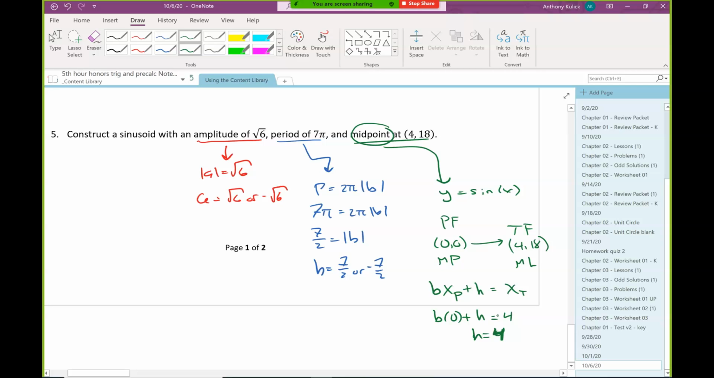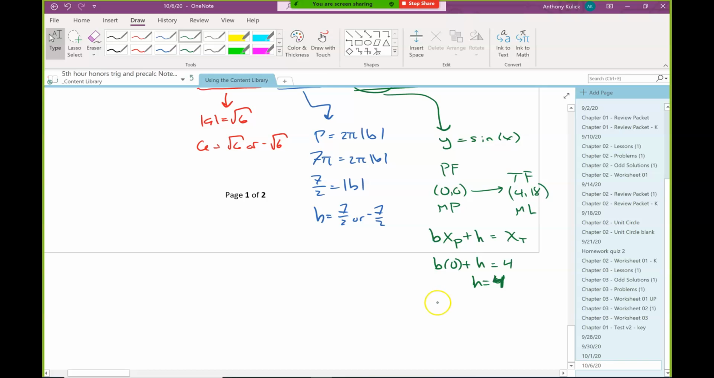Is that okay, Elizabeth? And then we can do the same thing with the y coordinates, right? A times the y coordinate from the parent plus k should give us the y coordinate for the transformed function. And again, because the y coordinate was 0, we can see immediately that the k should be 18.